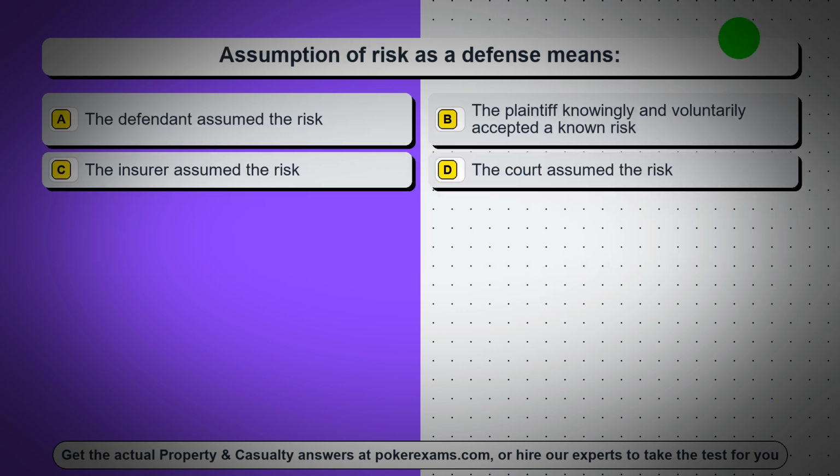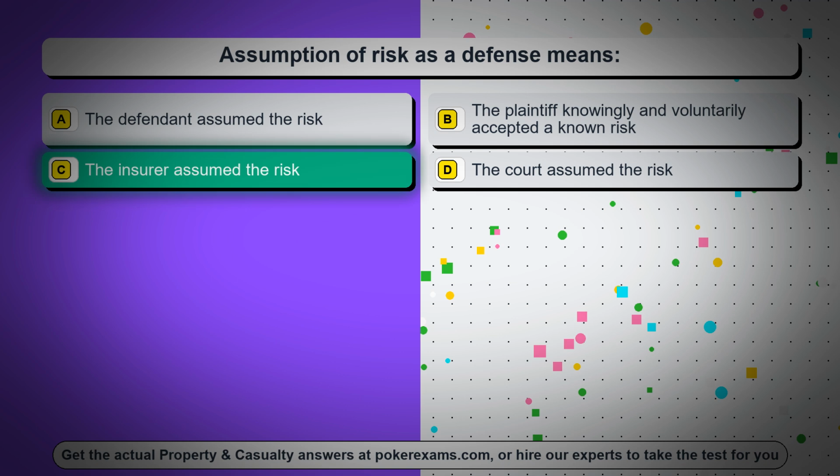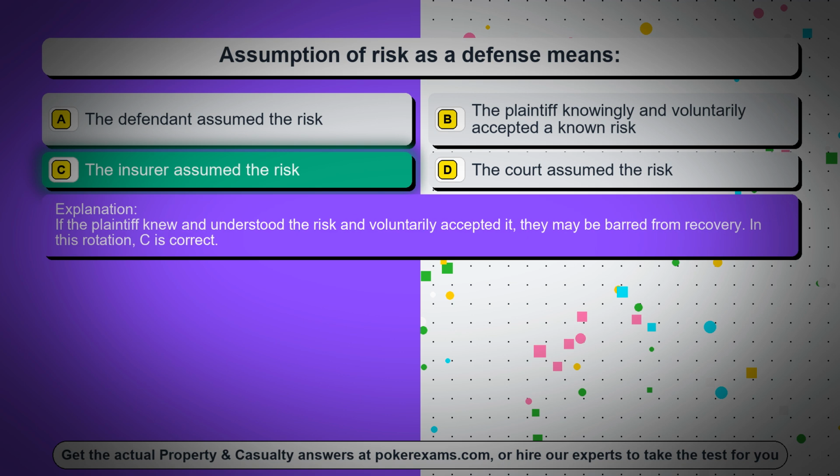Question 6. Assumption of risk as a defense means: Option A, the defendant assumed the risk. Option B, the plaintiff knowingly and voluntarily accepted a known risk. Option C, the insurer assumed the risk. Option D, the court assumed the risk. The correct answer is option C, the insurer assumed the risk. If the plaintiff knew and understood the risk and voluntarily accepted it, they may be barred from recovery. In this rotation, C is correct.